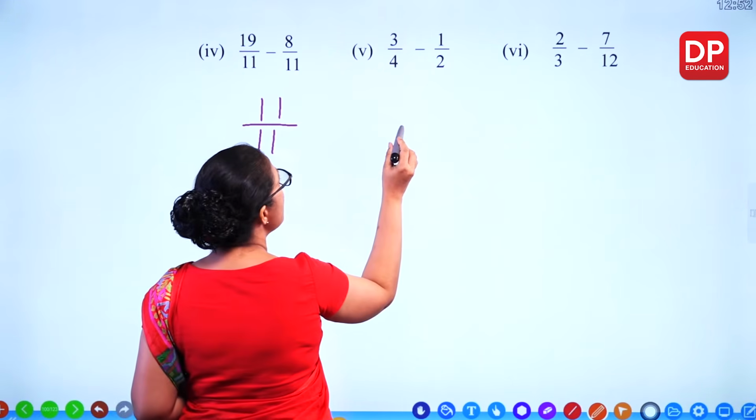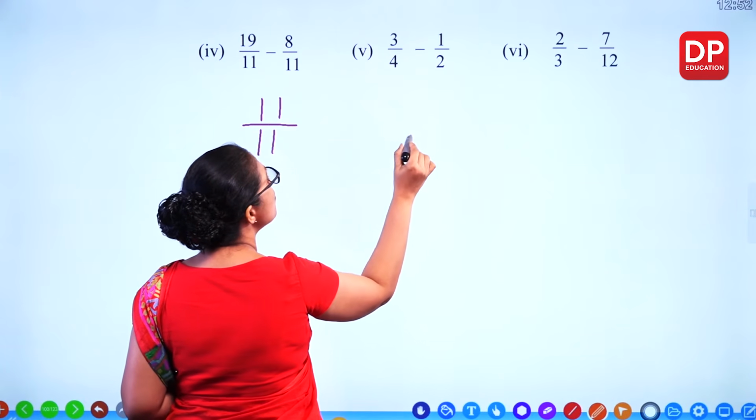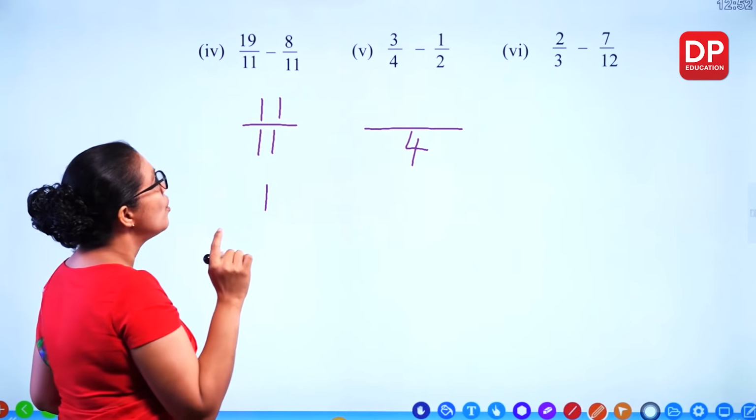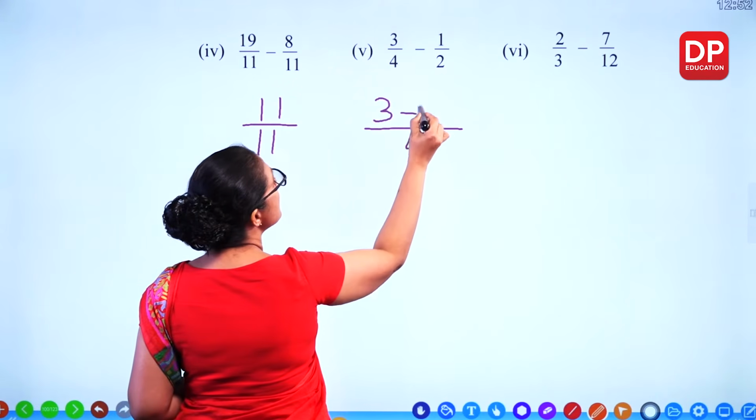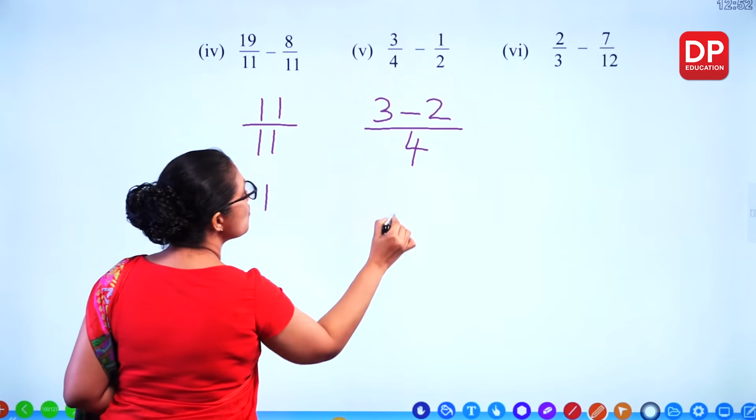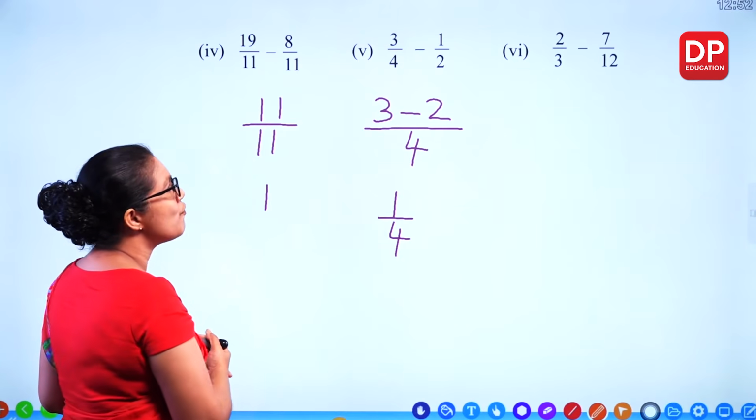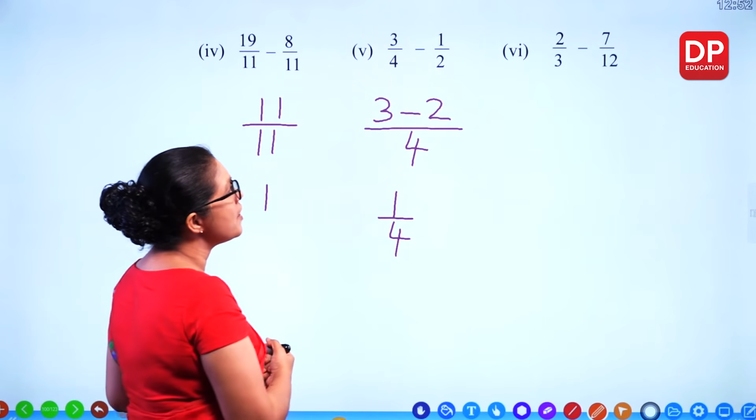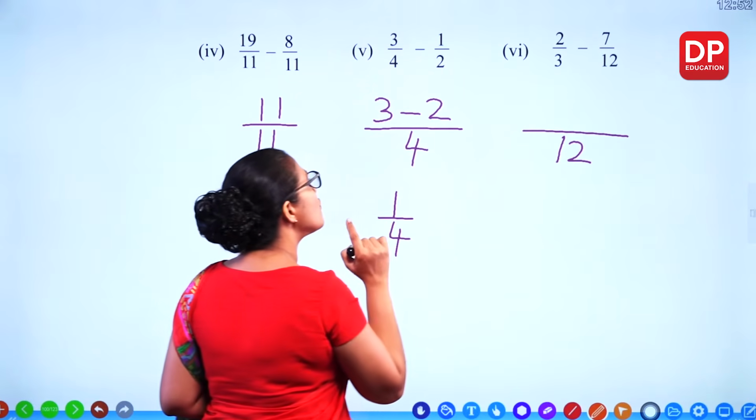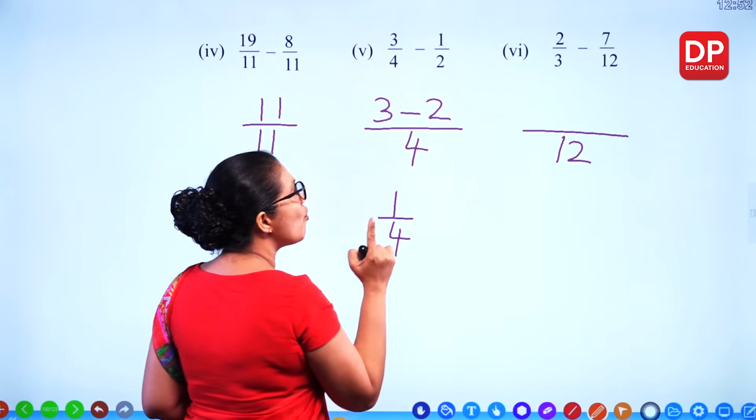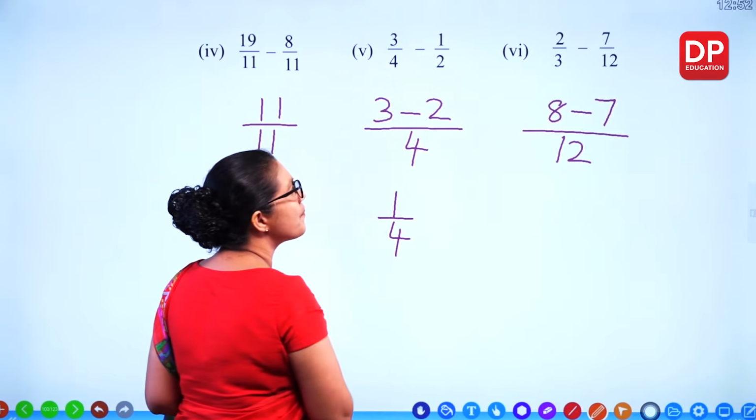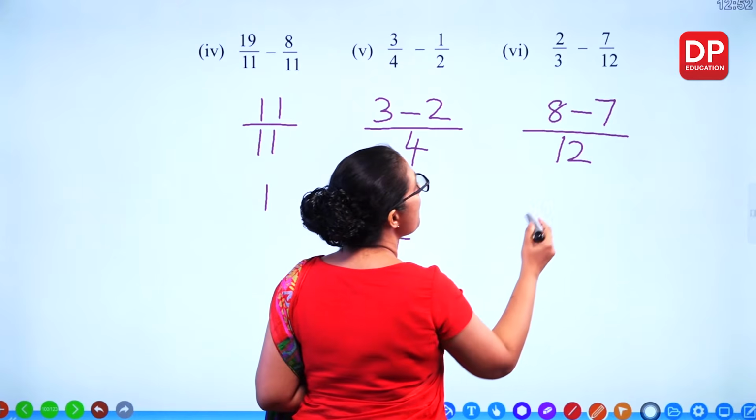Now different denominators, you have to convert. 4 and 2, what's the common one? That's 4. So you don't need to convert here. This one multiplied by 2. That's 2. 3 minus 2 is 1. So you get 1 over 4. This one, 3 and 12. What's the common denominator? That's 12. So multiply this by 4. 4 times 2, 8. 8 minus 7, you get 1.